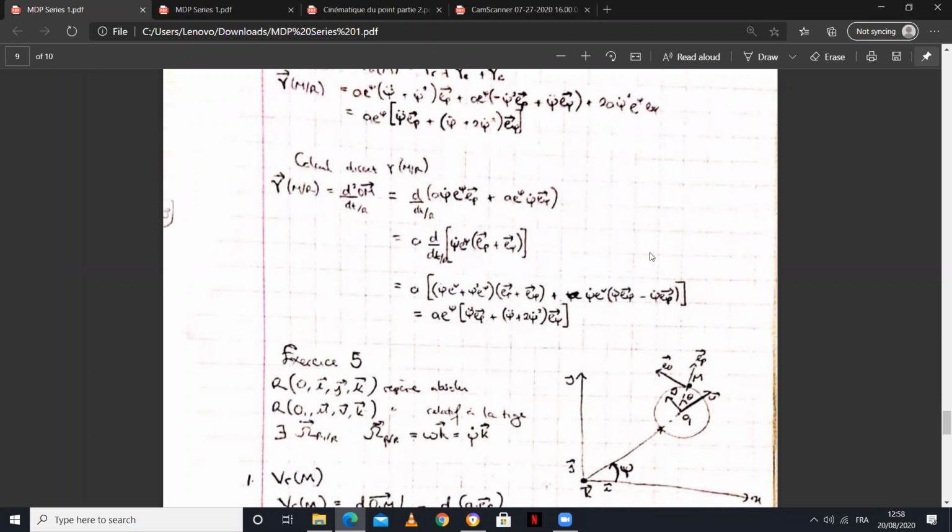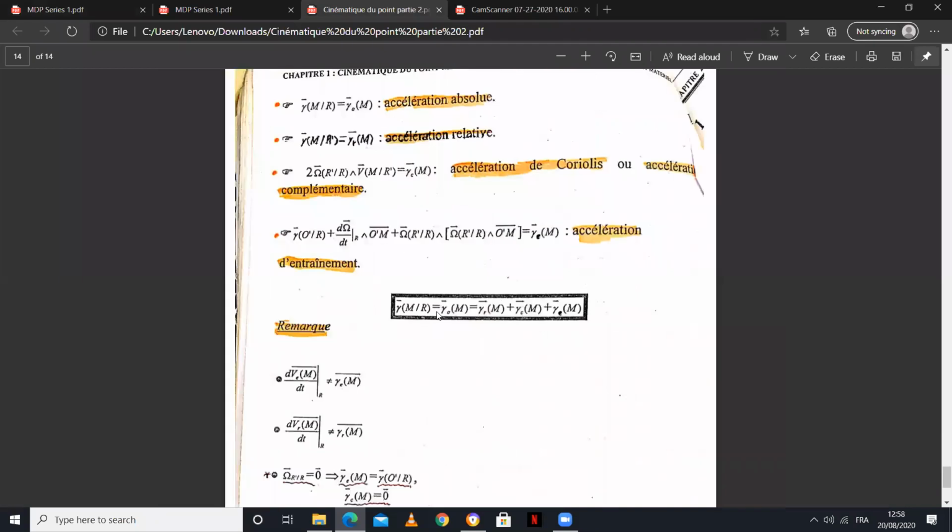I have a question. Can you simply give us a simple summary when finding the vector of acceleration of M? So you were finding the sum of Coriolis, then relative, Coriolis, relative, and d'entraînement.